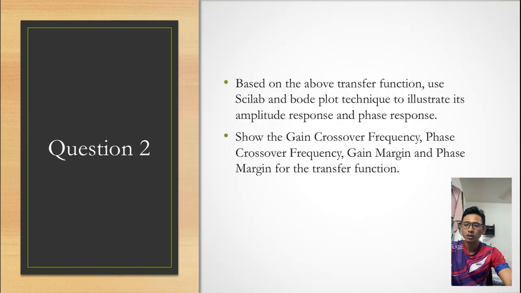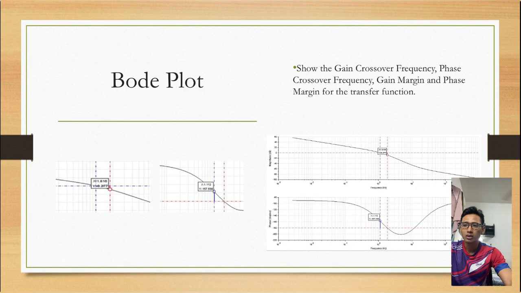This is question 2. The question wants to show the gain crossover frequency, phase crossover frequency, gain margin, and phase margin from Sisolab, and also for the Bode plot technique. Right, this is the Bode plot result from Sisolab.